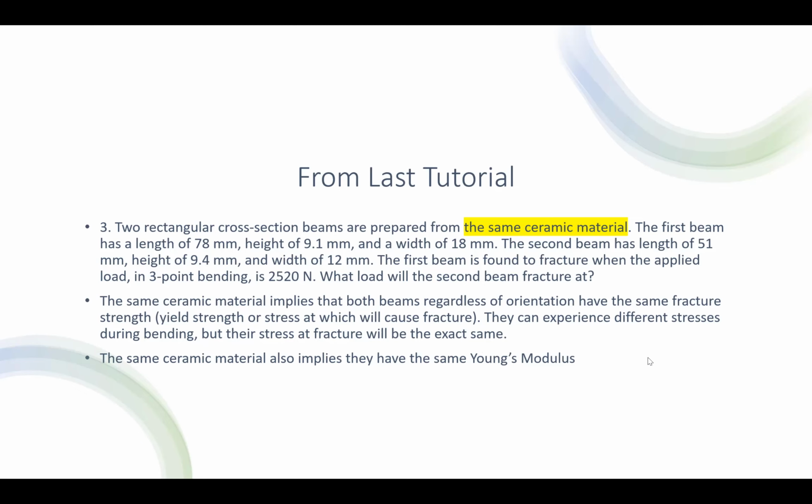So for that case, since they're both fracturing, they will have the exact same stress. If we weren't considering fracture, then it would have to say somewhere in the question what the stress being applied is. But here, since it's the stress of fracture, that means that they have the exact same stress. Just another point, they can experience different stresses during bending, but their stress at fracture will be exactly the same. The same ceramic material also implies they have the same Young's modulus. So that's just from last week.